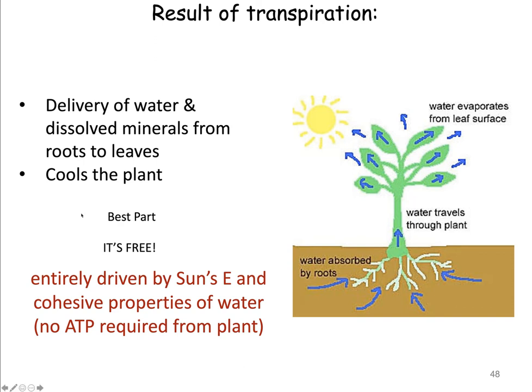So I want to emphasize that all of this is entirely driven by the sun's energy. So just the sun using its energy to evaporate the water off of those leaves creates this suction that pulls nutrients up and also pulls water up through the rest of the plant. So it just uses sun's energy and those cohesive hydrogen bonds, bonding properties of water, basically to do all of this water flow through an entire big plant. No ATP is required from the plant.